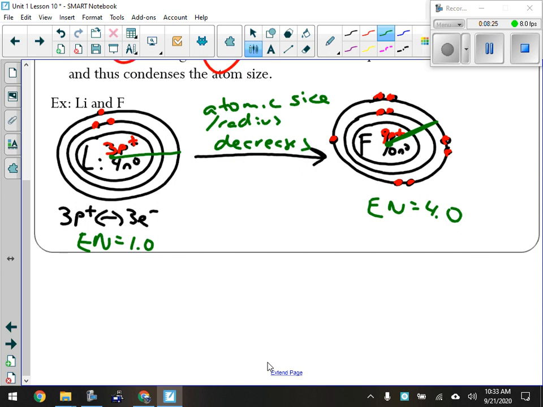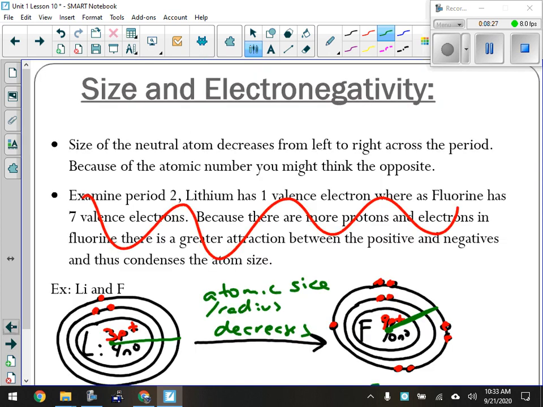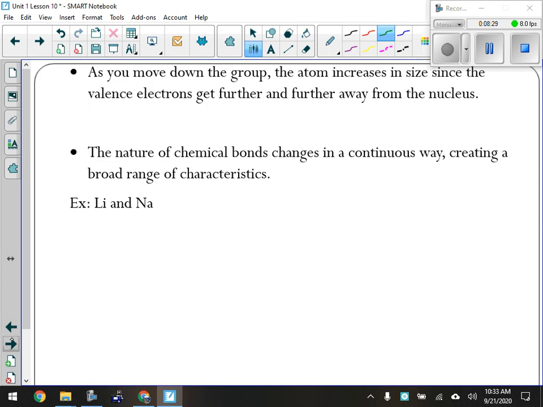Good. Now, I don't know if you really need to. Yeah, we'll copy the top part here. Let's copy this, and then we're going to do lithium and sodium here real quick, and I'll just stop this here.